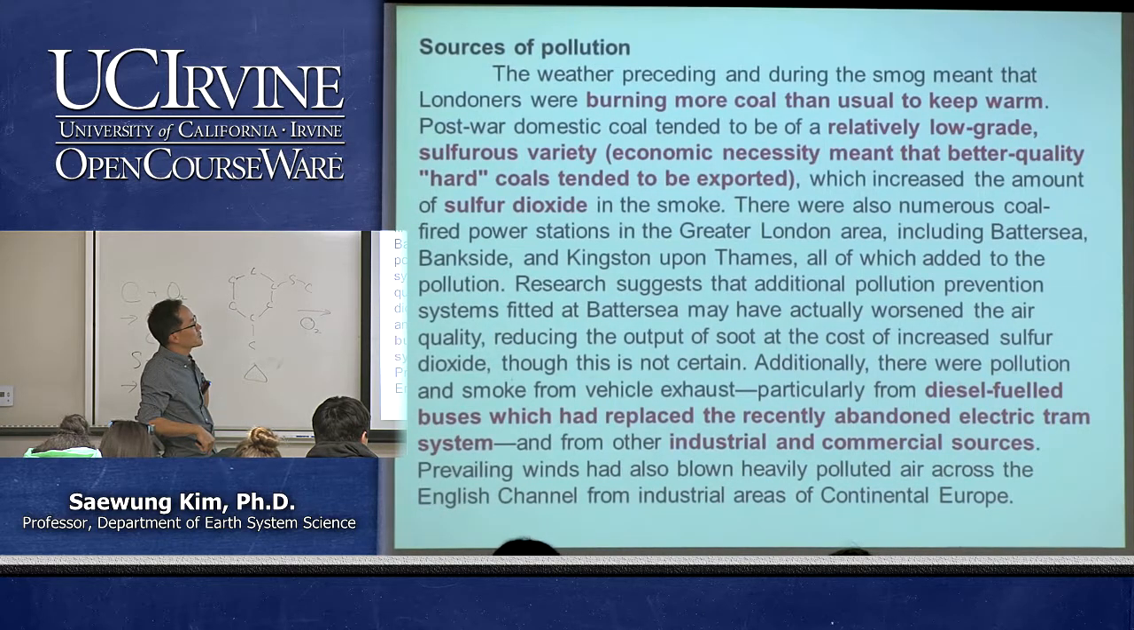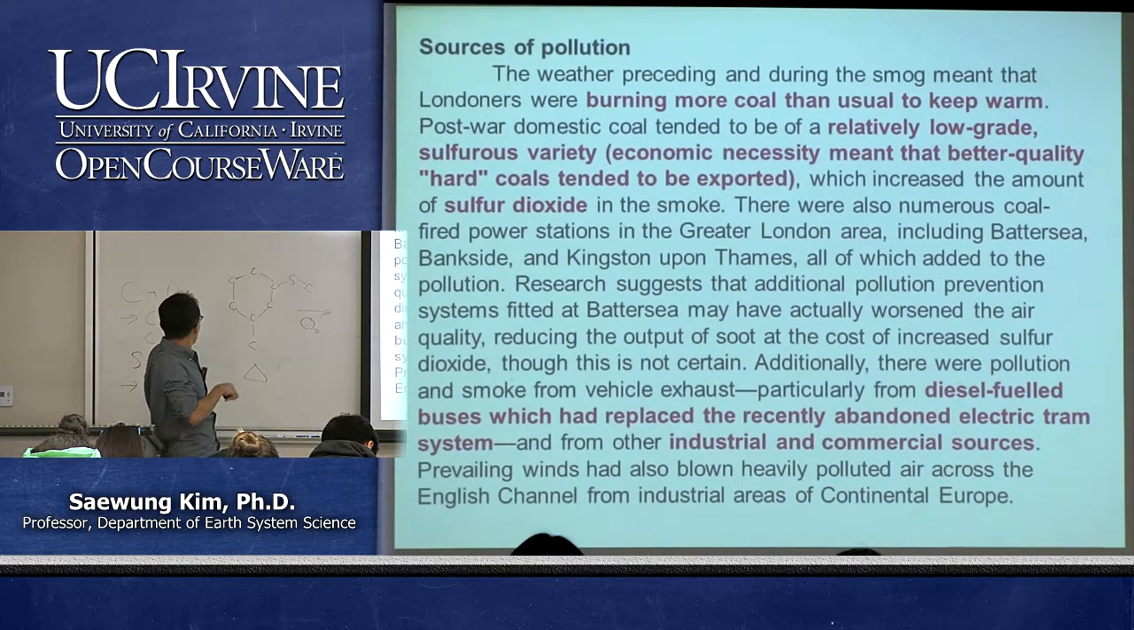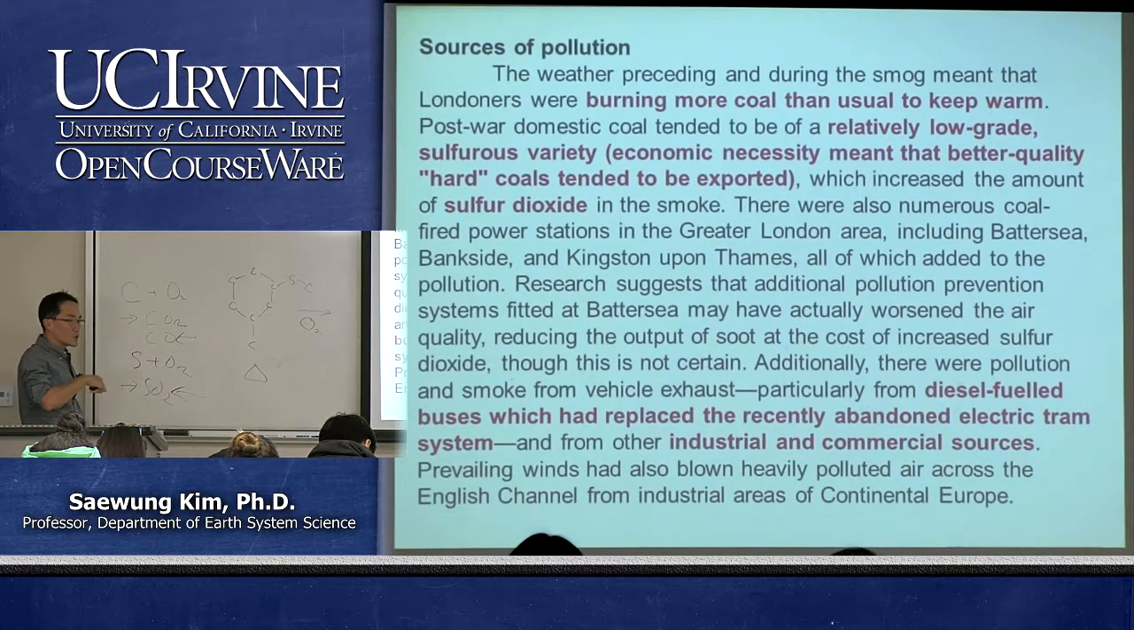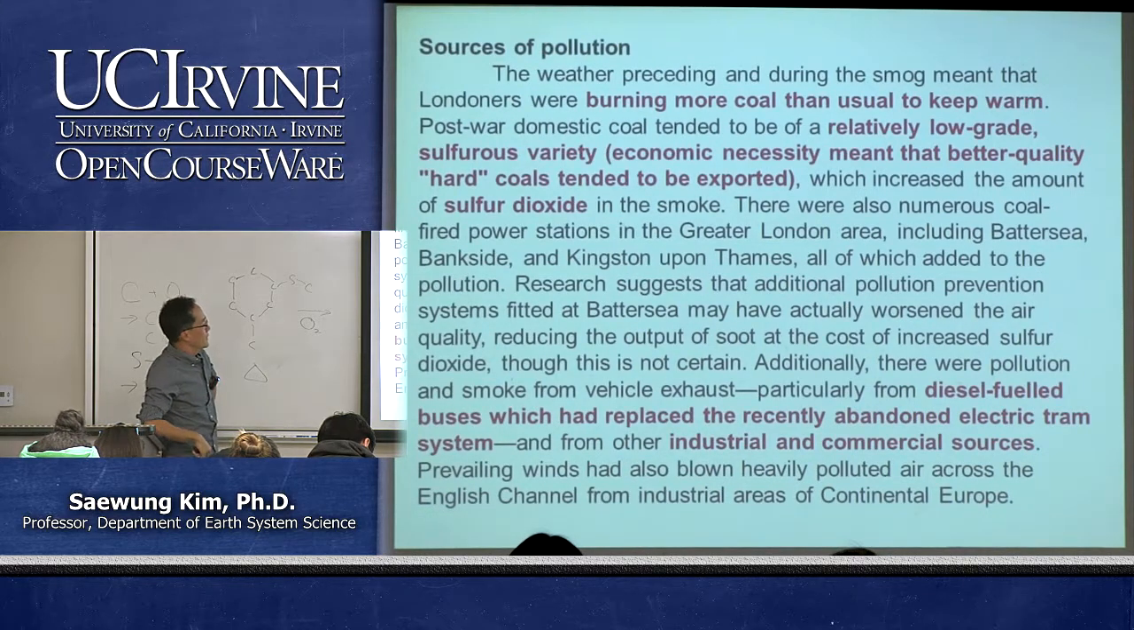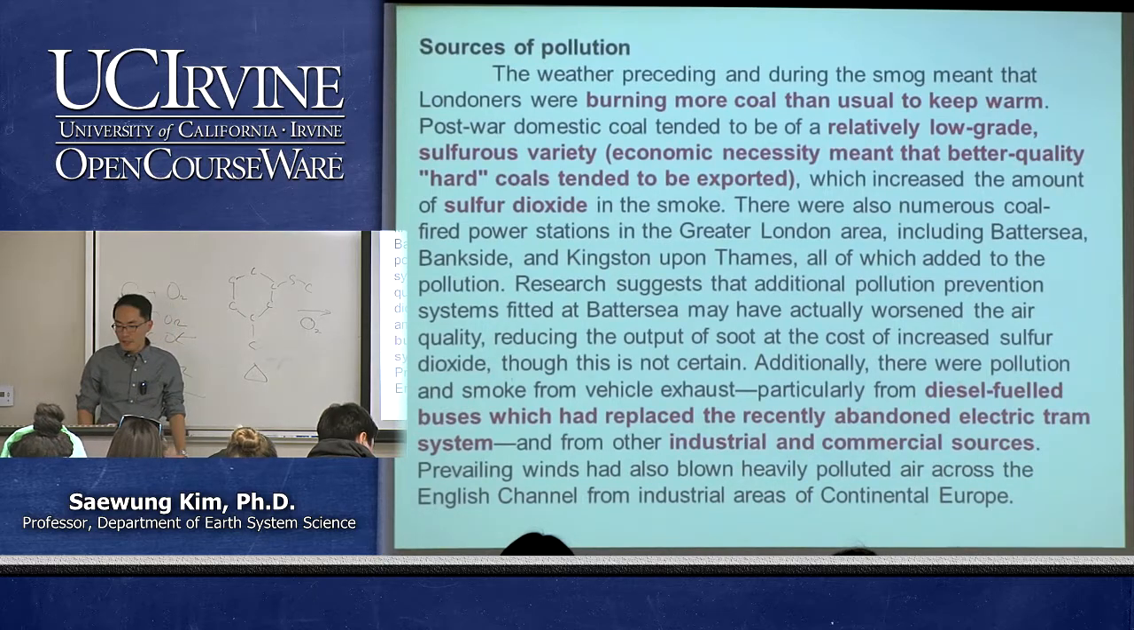At that time, immediately after the war, people in London were using low-grade, very high-sulfur coal. High-sulfur coal produces more SO2, which is toxic, right? And then in the early 50s, they started to use diesel-fueled buses instead of the electric trams, so this also added more pollution to the air. So there are three different things in terms of air pollutant emissions.